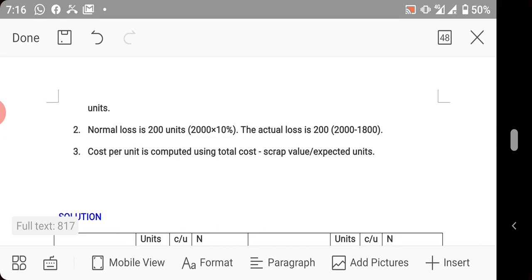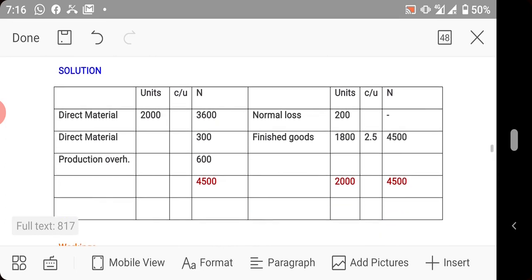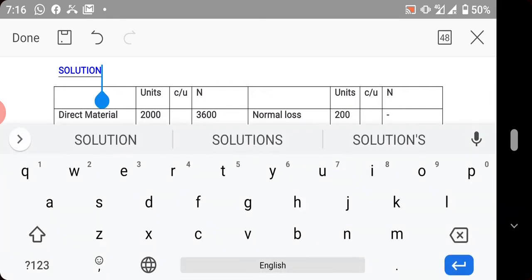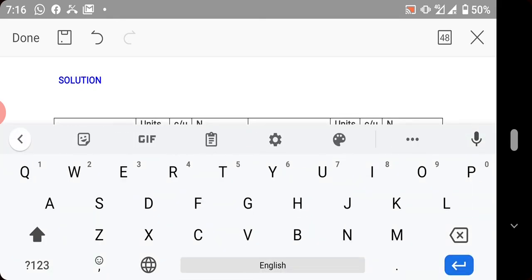Now, you must master how normal loss is computed and how actual loss is computed. 3. Cost per unit is computed using total cost less scrap value divided by expected units. You will see how this is done. Now, let's look at our process cost account.